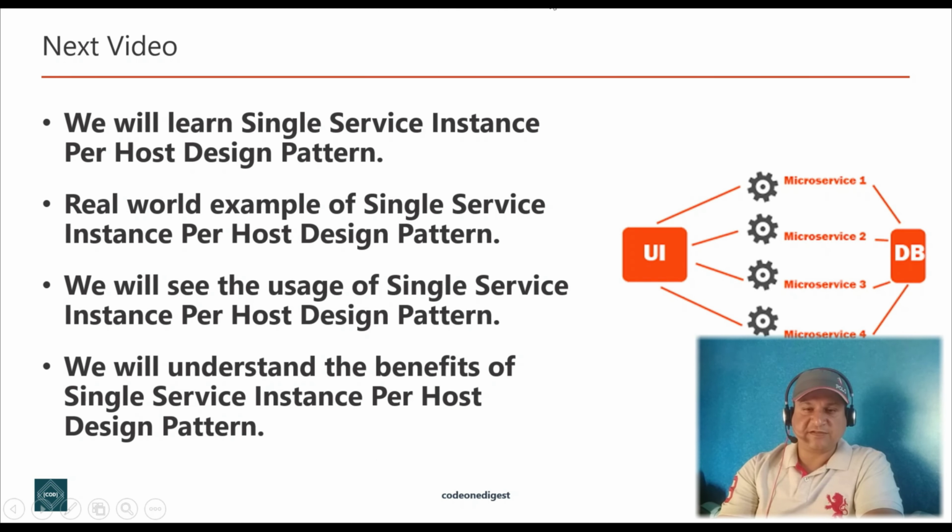Friends, in the next video, we'll discuss the single service instance per host design pattern. I'll give you the real world example of this design pattern. Then I'll explain the use cases of this design pattern, and I'll also explain the benefits of this design pattern. So stay tuned for the next video.